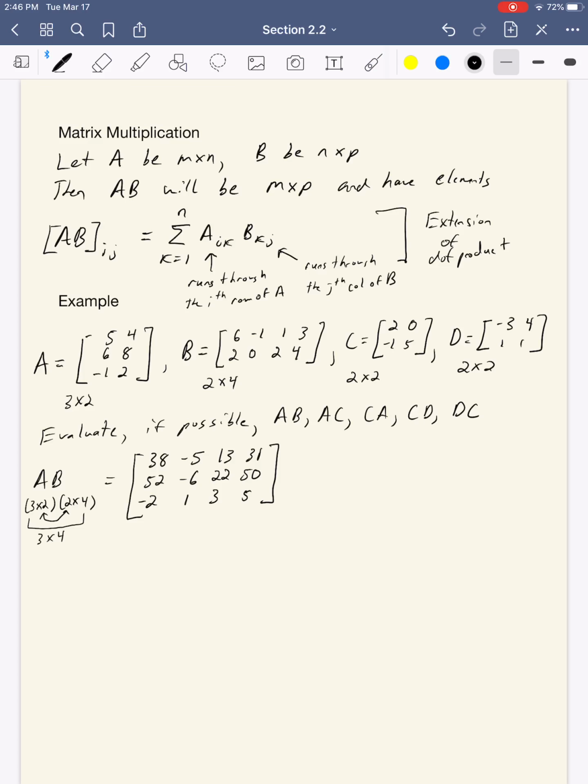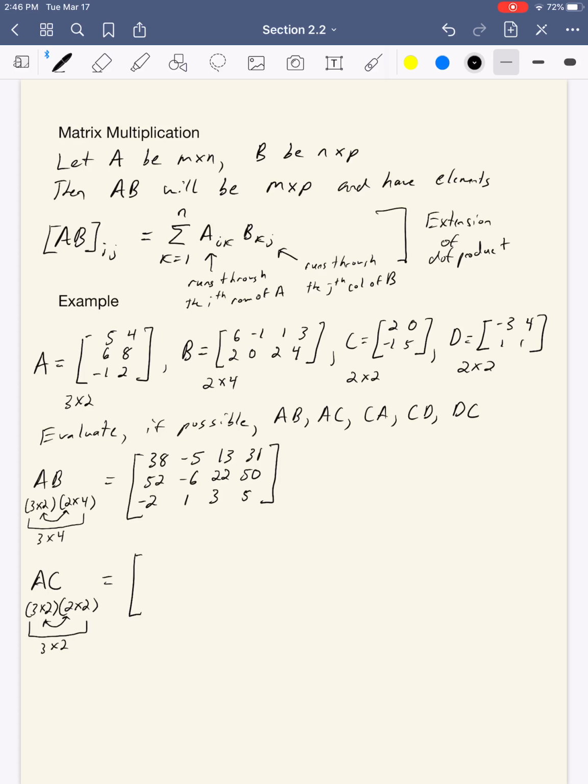We'll do the other ones a little bit faster just to see if we get a hang of this. So let's think about AC. Is AC going to be sort of well defined? Well, A, since we just worked with it, we know that that's 3 by 2, and C is 2 by 2. So this is going to sort of work as those two things match. The overall result is going to come out as a 3 by 2 matrix.